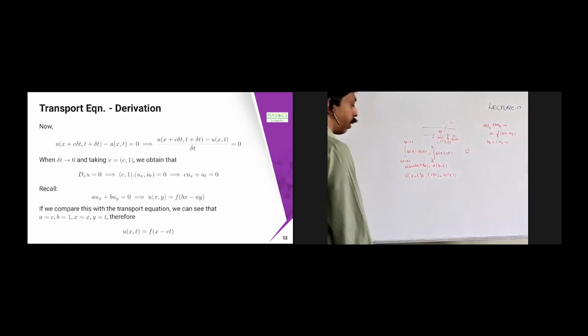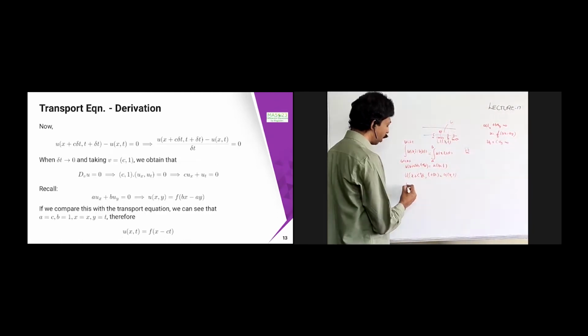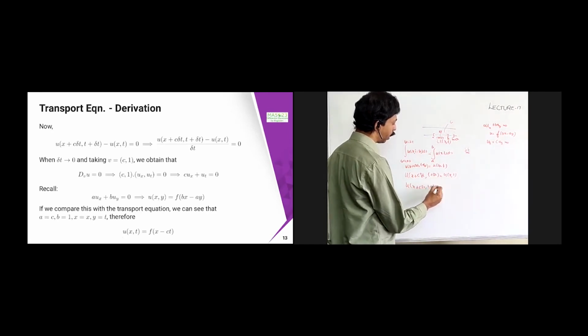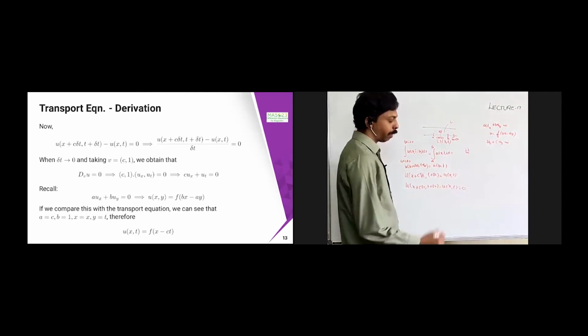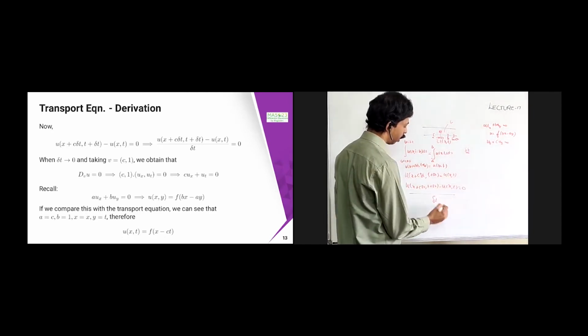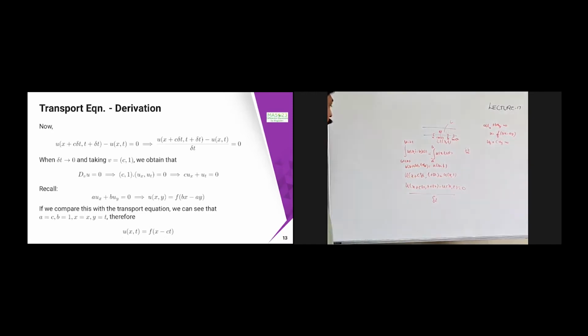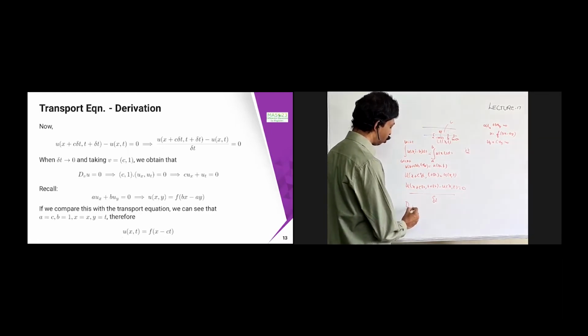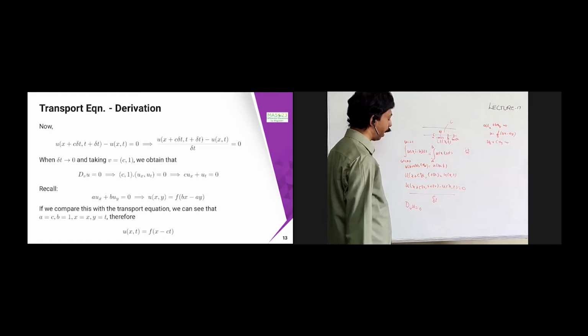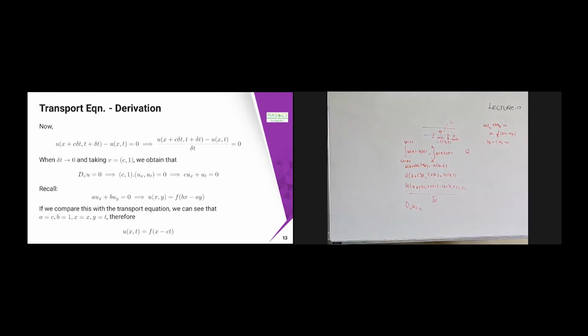Okay, if I take a differentiation of this one, that means I'm just going to calculate u of x plus c delta t, comma t plus delta t, minus u of x comma t, which is going to become 0. Okay, I'm going to divide this by delta t, and allow delta t tends to 0. This is nothing but the definition of the directional derivative. So D_v u is going to come.